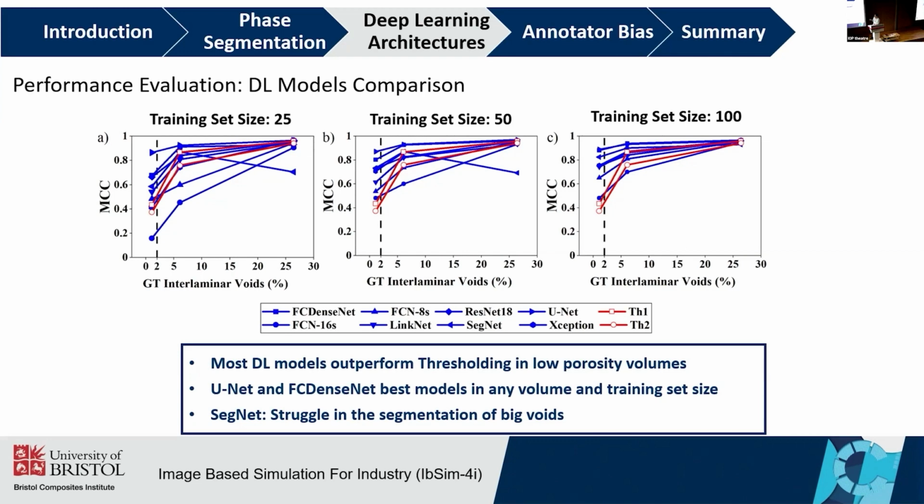Another interesting thing is the behavior of the SegNet. It performs really poorly in the segmentation of large voids. And that is because it is not able to recognize the central part of large voids. Different hypotheses can be established for that, related to the architecture itself, even to the variability in the train set size. But the global result is that deep learning, when using a train set size including a lot of variability, is able to perform better than thresholding in this specific case.